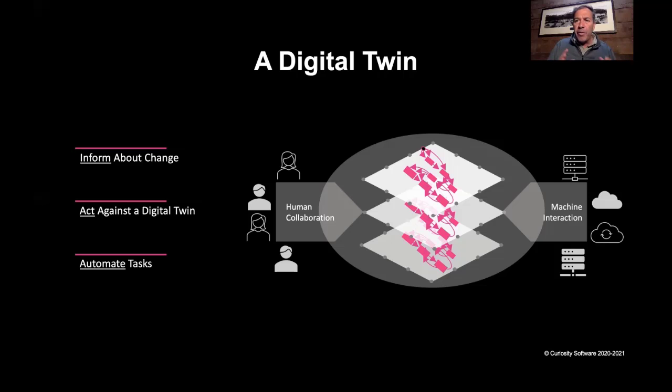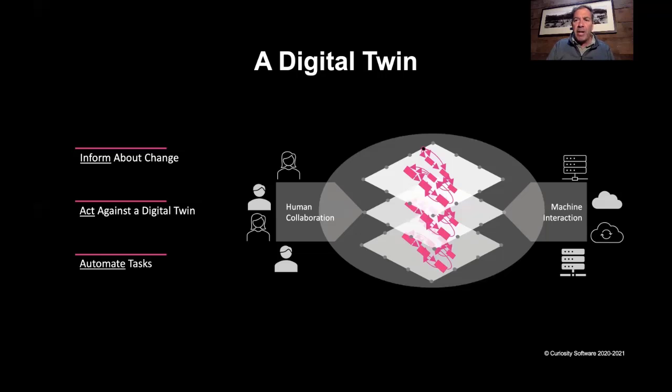The core of this collaboration and machine interaction via the digital twin is what allows us to take this idea of inform, act, and automate to the next level. So inform basically gives the individual who is responsible for a particular point of the process information about change.